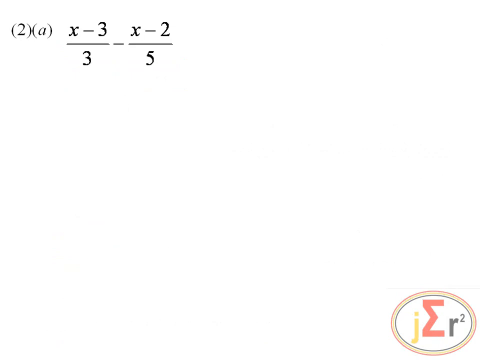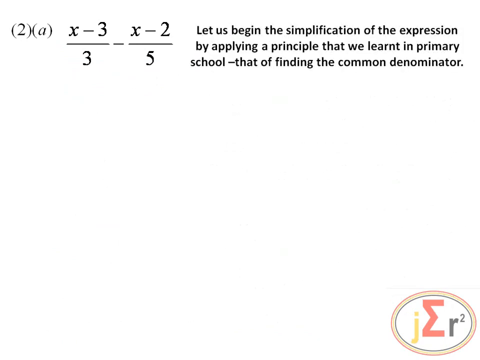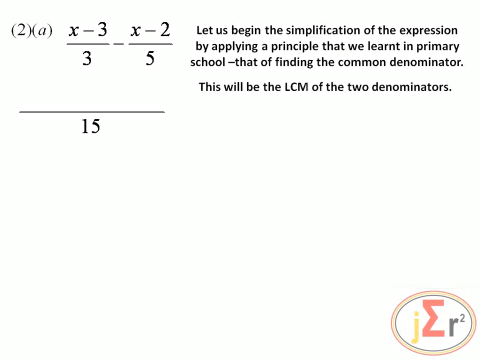We are required to simplify the algebraic expression that we have right there. So we are going to simplify that one. Let us begin the simplification of the expression by applying a principle that we learned in primary school, that of finding the common denominator. So we are going to find the common denominator first. Right. So this will be the LCM of the two denominators. The LCM of 3 and 5 is 15.